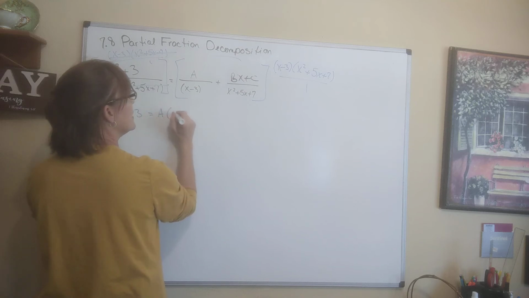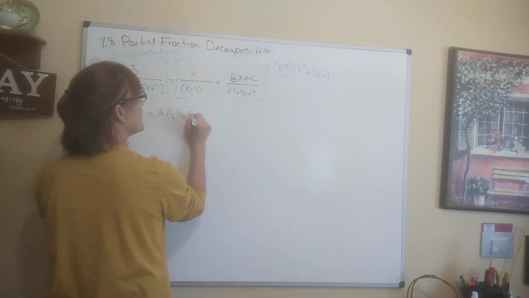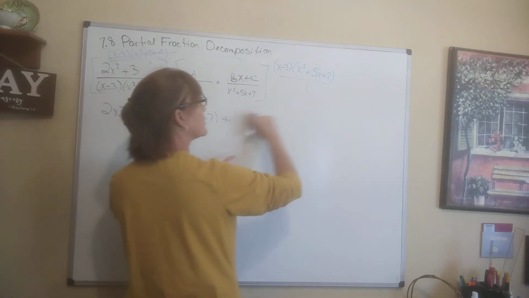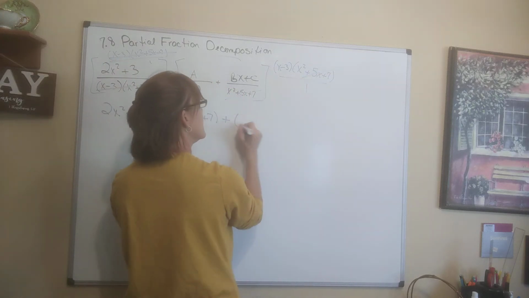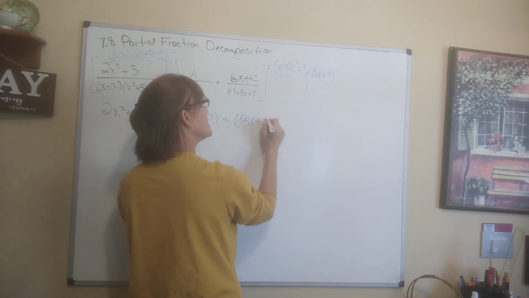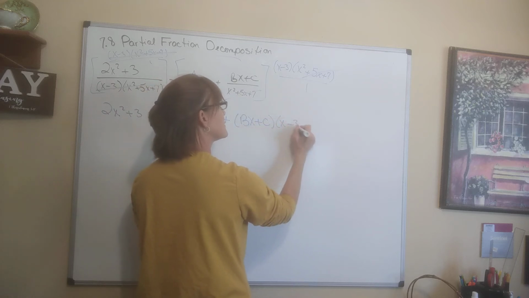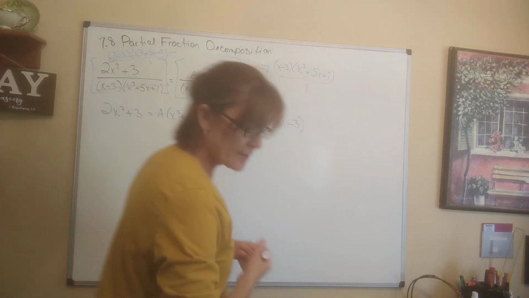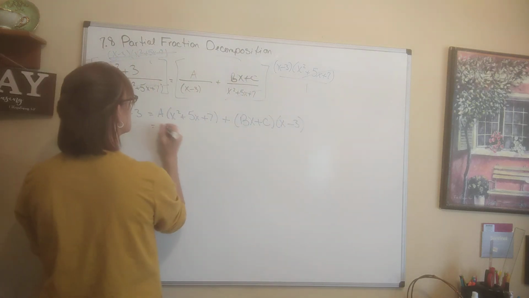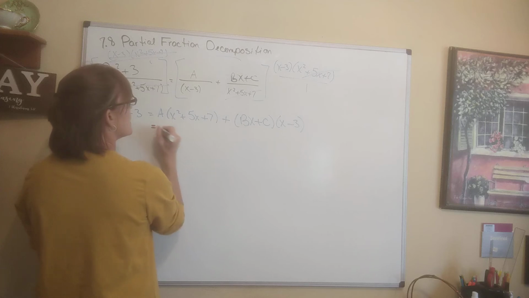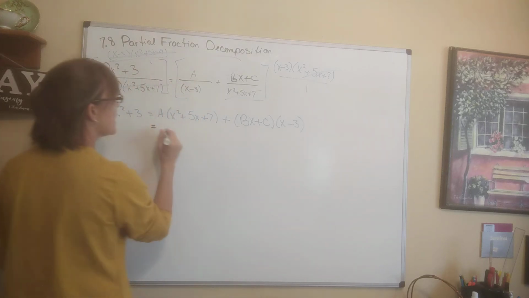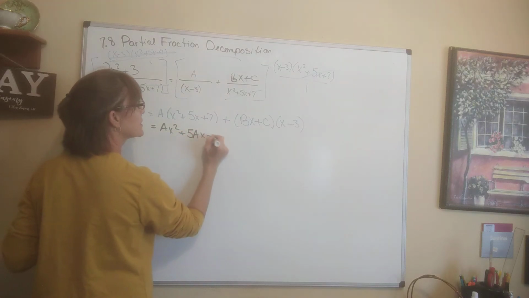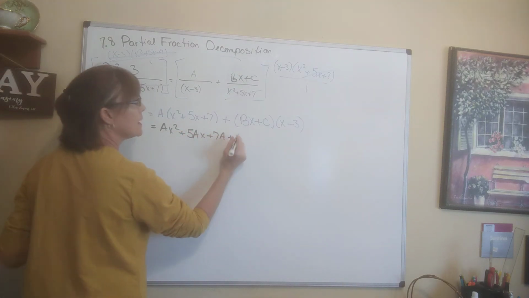I have an A times x squared plus 5x plus 7. Right here, x squared plus 5x plus 7 cancels with this, and I have Bx plus C times the x minus 3. All right, let's just multiply everybody out and see what happens. This is ax squared plus 5ax plus 7a.